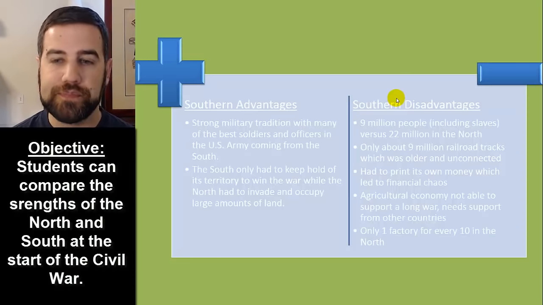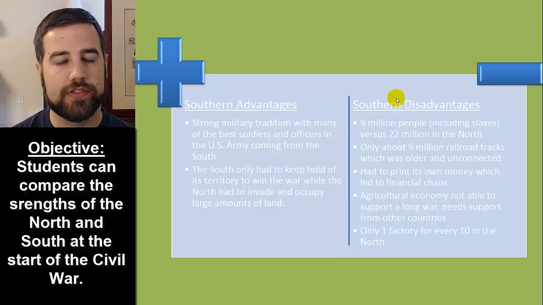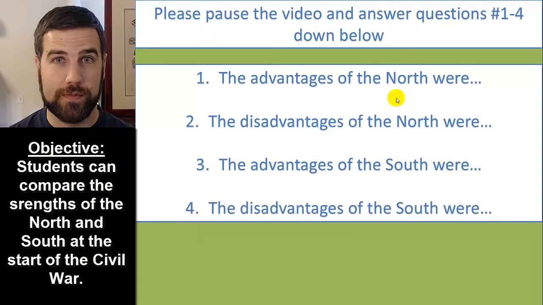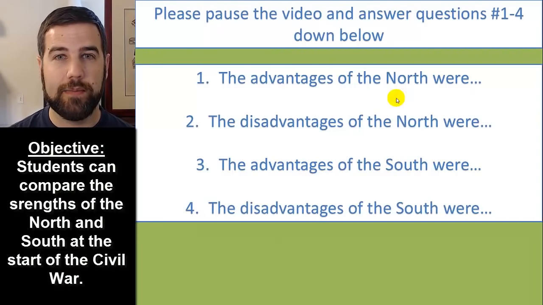And then for manufacturing, the South does have some manufacturing, but they only have one factory for every 10 in the North. So the North can mass produce all the items that they're going to need for this war. All right, so I want you to go ahead and pause the video and answer questions number 1 through 4 down below.